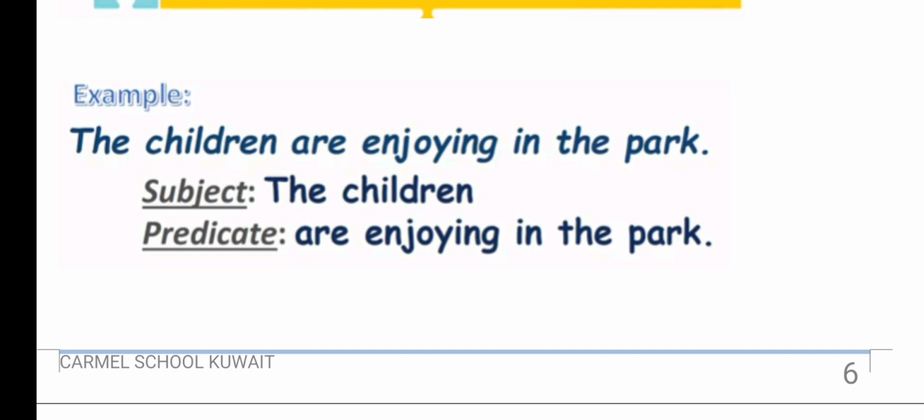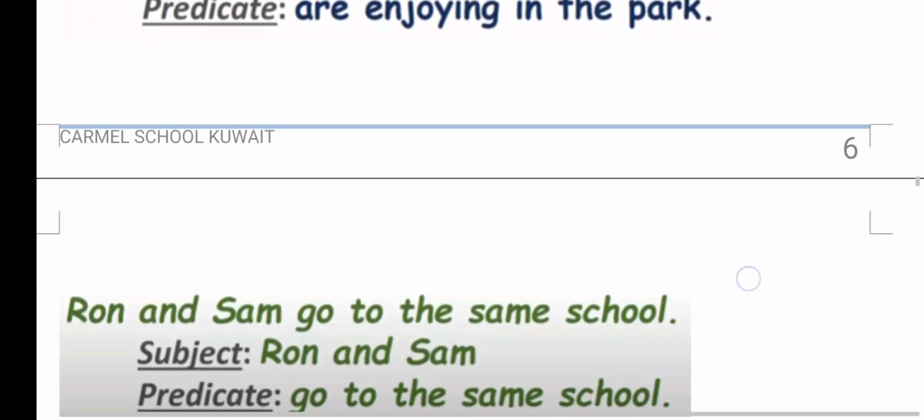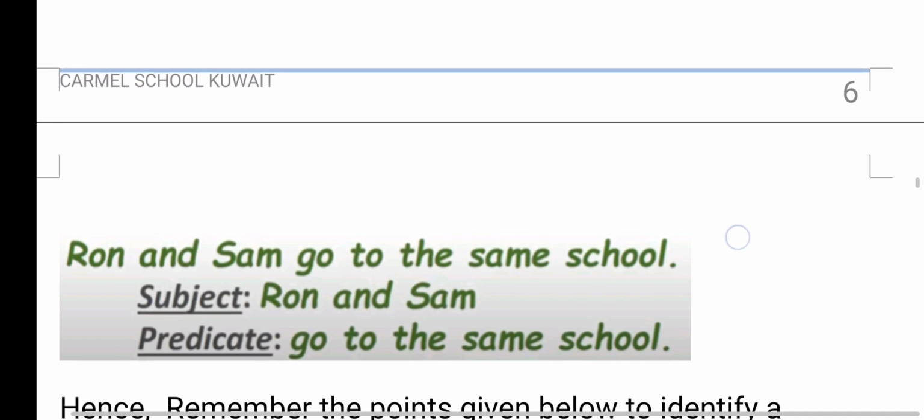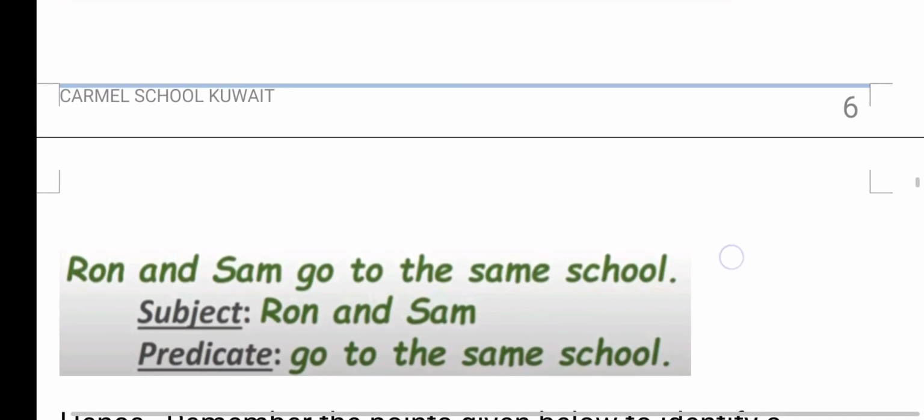Now one more example. Ron and Sam go to the same school. Now again, first you have to find which is the verb in this sentence. Go. Go is the action word, verb. Now add a question to this verb. Who go? Then your answer will be Ron and Sam. And that answer is the subject. So the subject has the nouns Ron and Sam. And the remaining part with the verb, go to the same school, is the predicate.